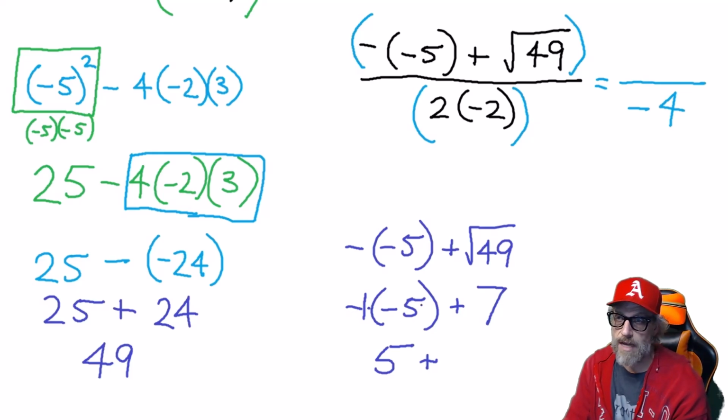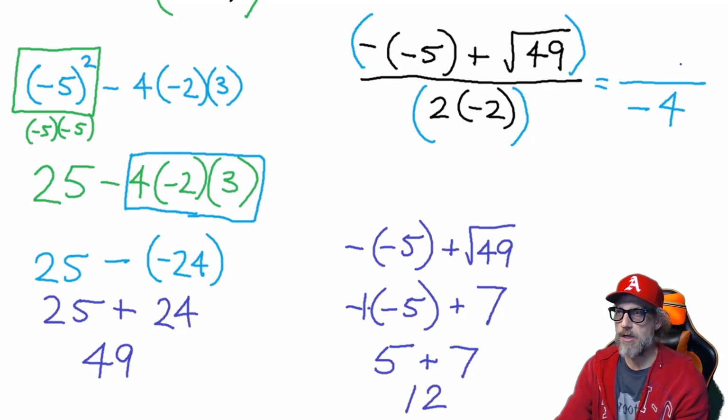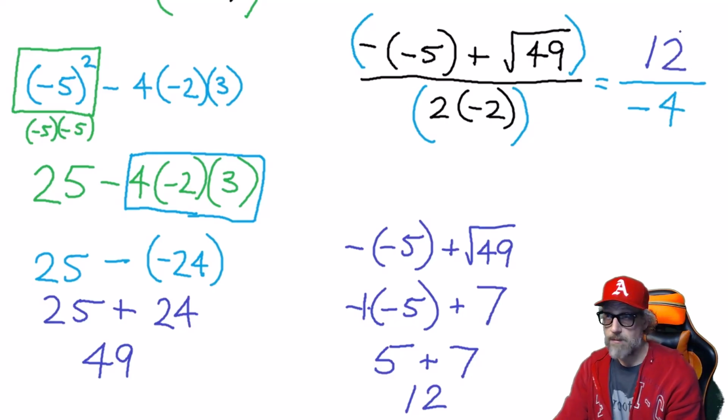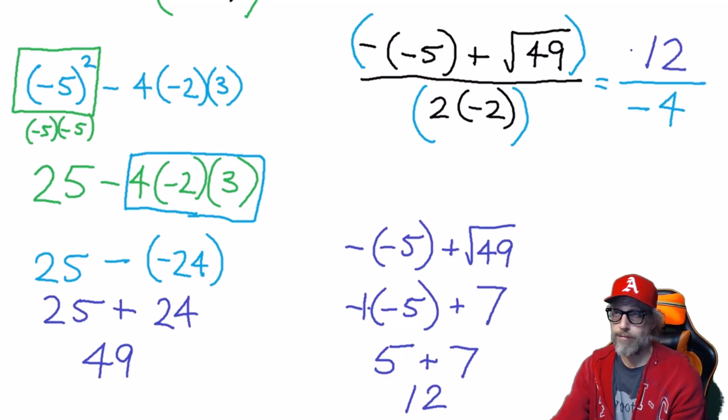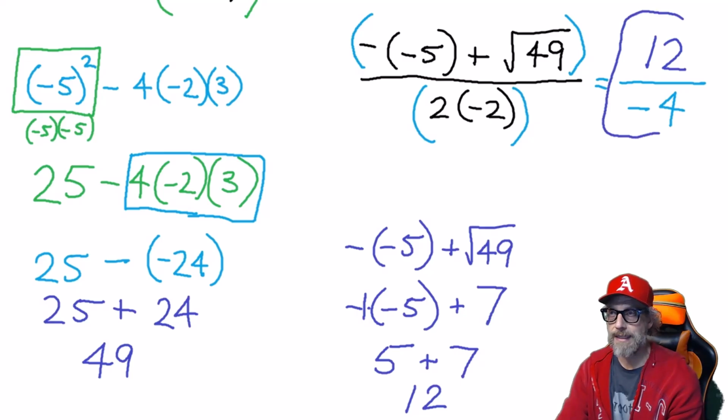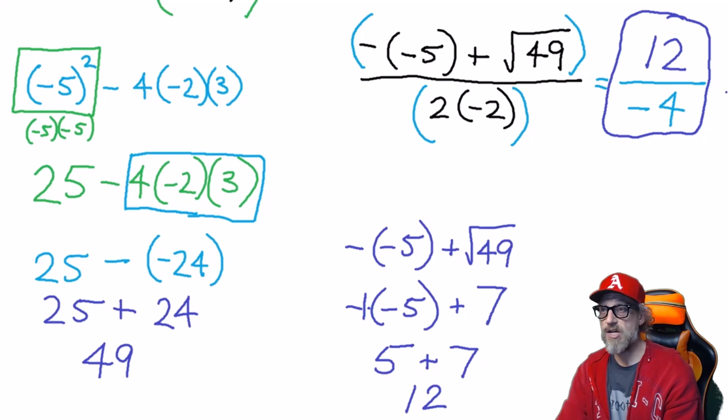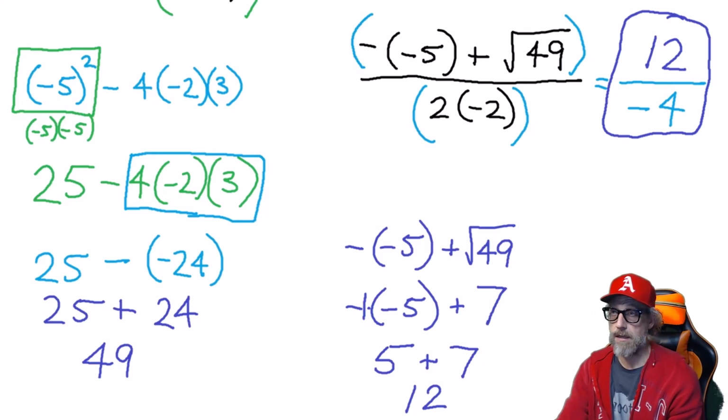So negative negative 5 would make it a positive 5, bringing down the plus 7. And then 5 plus 7 is 12. That was our expression up in the numerator, 12. Wow, it's been a challenge, but we're making some pretty good progress. We've taken this problem all the way down to one last step. We're ready to do the division that this fraction is indicating.